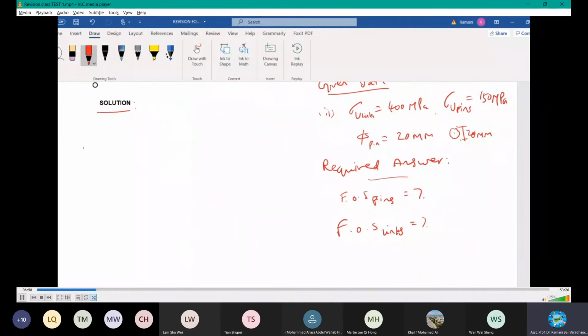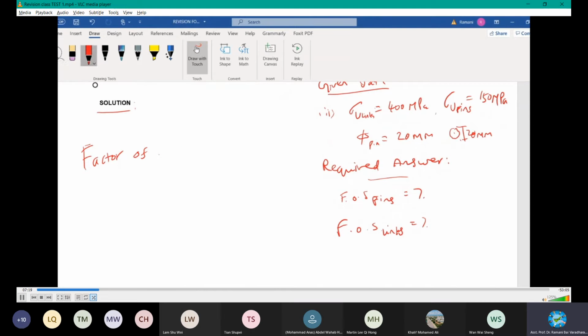Solution. Solution started here. Factor of safety is defined as... It's not taking in. It's in touch mode, right? Okay.